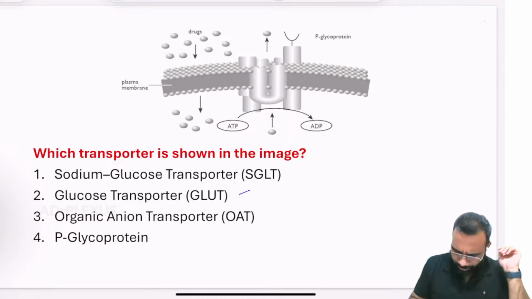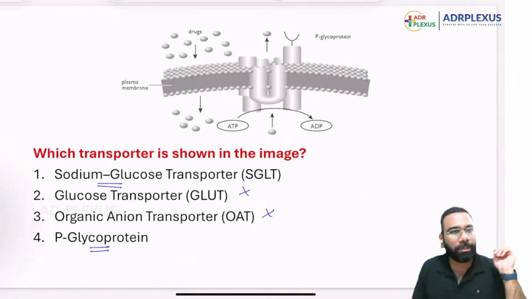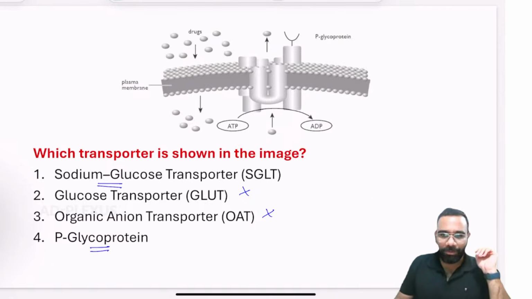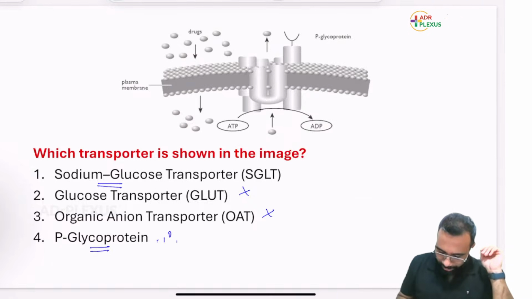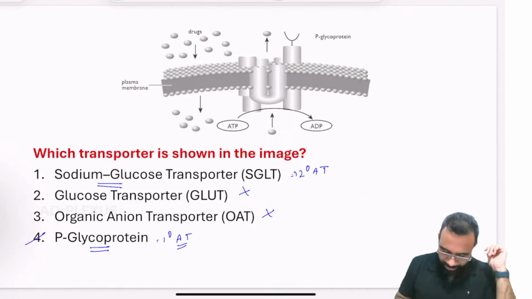Definitely not a glucose transporter, that is a passive transport. Organic anion transporter is also a passive transport. So here, sodium glucose transporter and P-glycoprotein, these are the two which are active transport. But this one is a primary active transport, and this is a secondary active transport. Primary active transport utilizes the ATP directly, right? So this will be the correct answer.